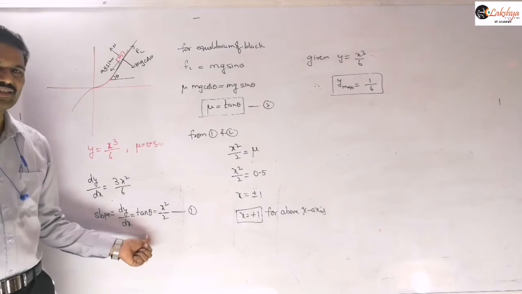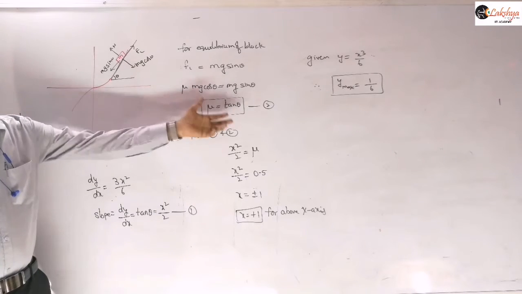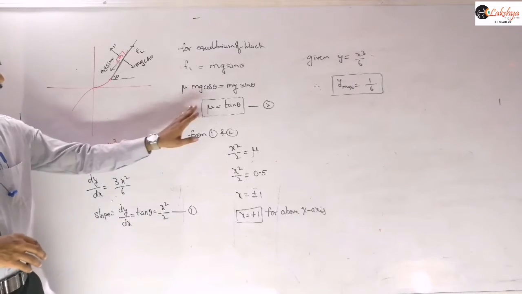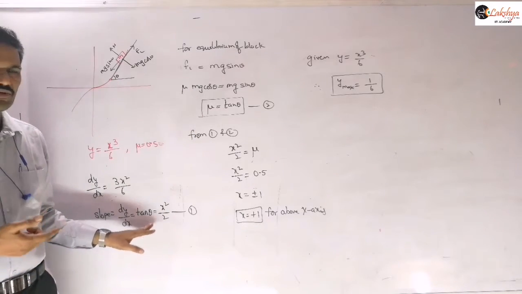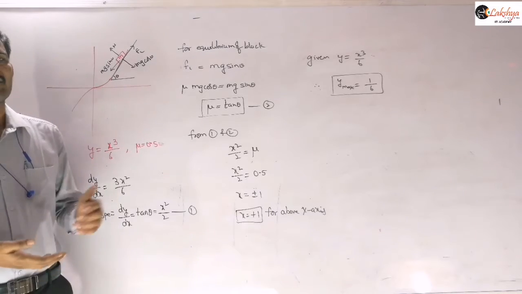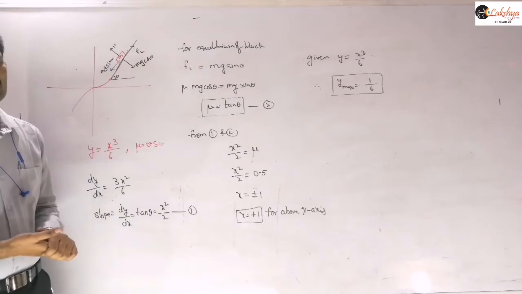From this slope we will get the tan theta value, and when the block is at maximum, you can directly use this equation because we know the angle of repose is theta, then tan theta is equal to mu, you can write. So this value can be equated to the mu value, and you will get the x value. By substituting the x value in the given equation, you can find this maximum height. That is the maximum height where we can keep the block at rest.